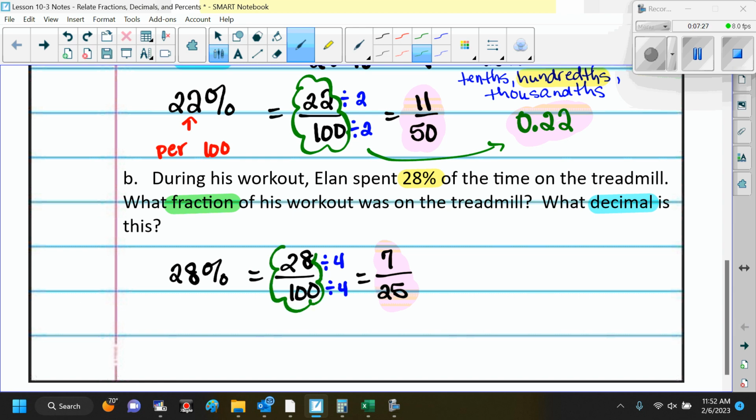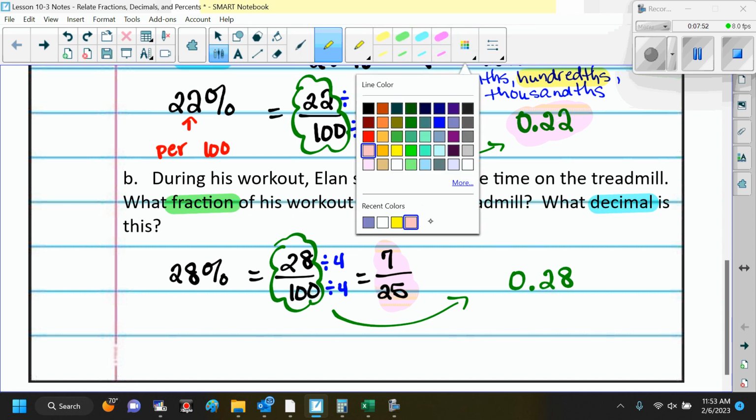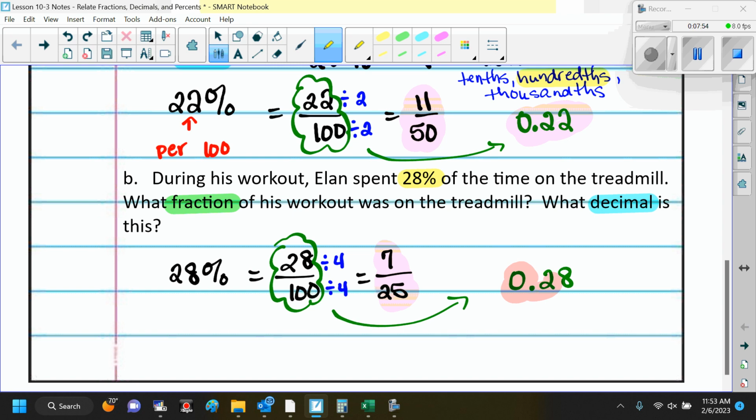So we're going to read this fraction because it has one of those place values in the decimals, right? So how do I read 28 over 100 correctly? 28 hundredths. And of course, 28 hundredths we write, don't forget the 0 in front, 0.28. And there we have our second answer, which is our decimal.